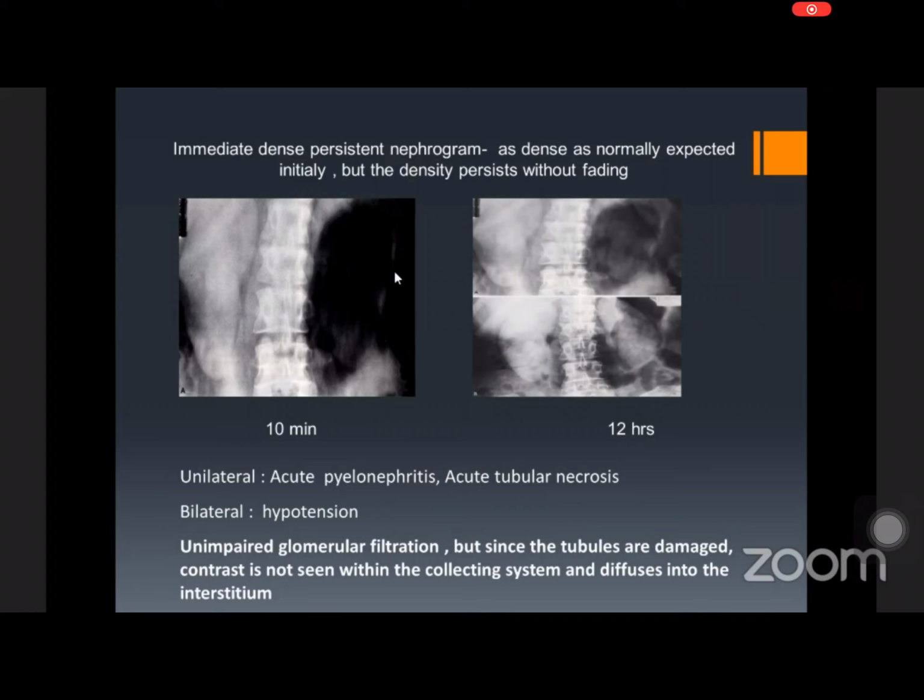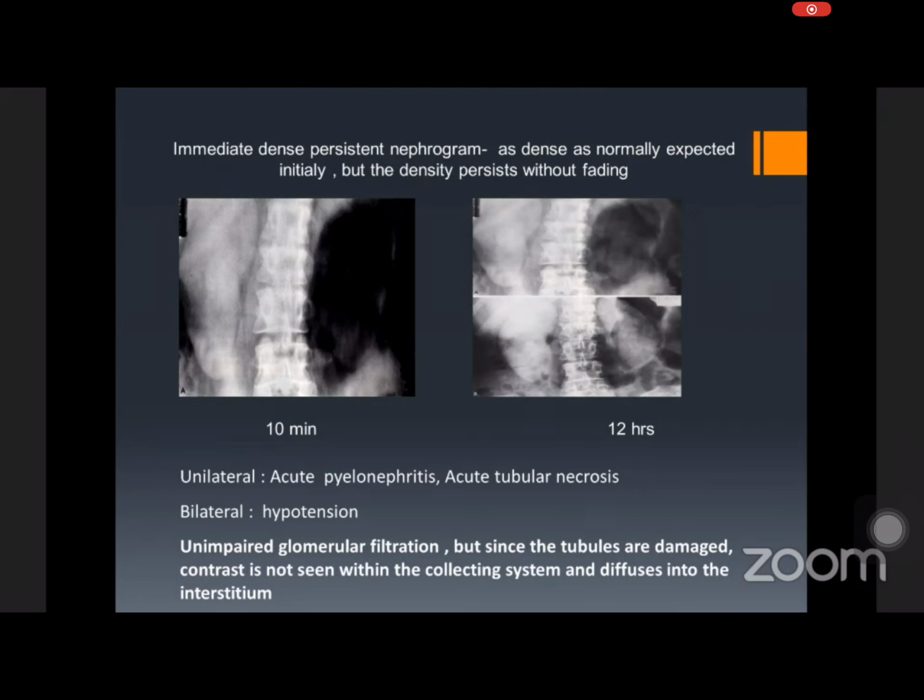So this immediate dense persistent nephrogram can be seen in acute pyelonephritis and acute tubular necrosis. If it is seen bilaterally, we should think of hypotension. So this happens due to uninterrupted glomerular filtration, but since the tubules are damaged, the contrast is not excreted into the collecting system.